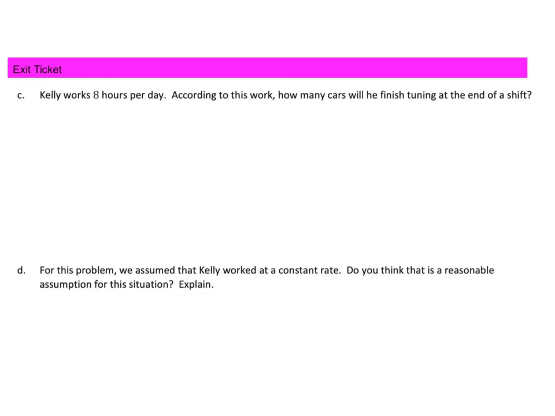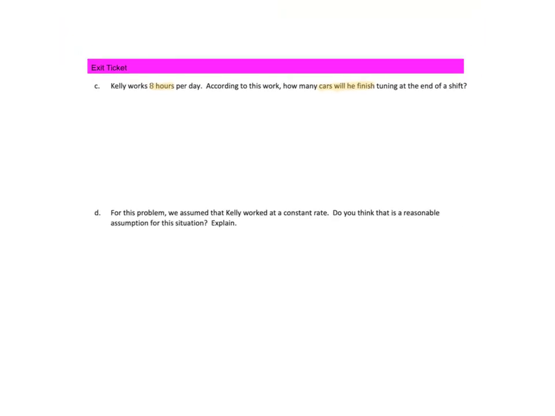And last one. C says Kelly works 8 hours per day. According to this, how many cars will you finish at the end of the shift? So you're just going to answer that in Galileo. In 8 hours, how many cars will he do? And then D says, for this problem, you assumed that this guy worked at a constant rate. Do you think that that's reasonable? So I want you to answer that question for me in Galileo. Is it reasonable that this guy's working at a constant rate, that he finishes every single car in the same amount of time? Okay, that'll be your last question in Galileo for your exit ticket.